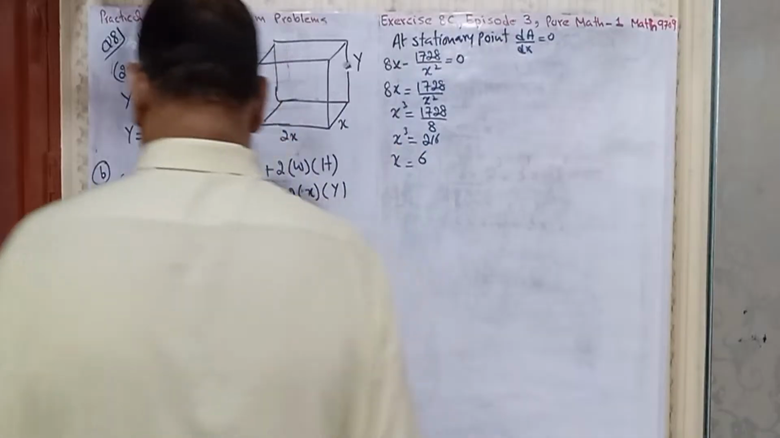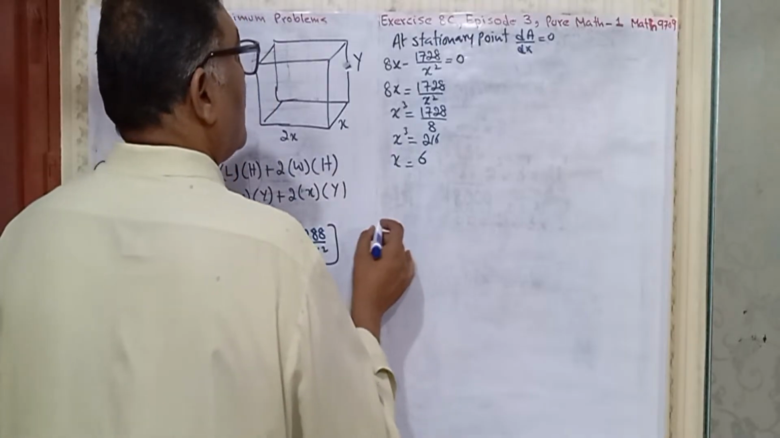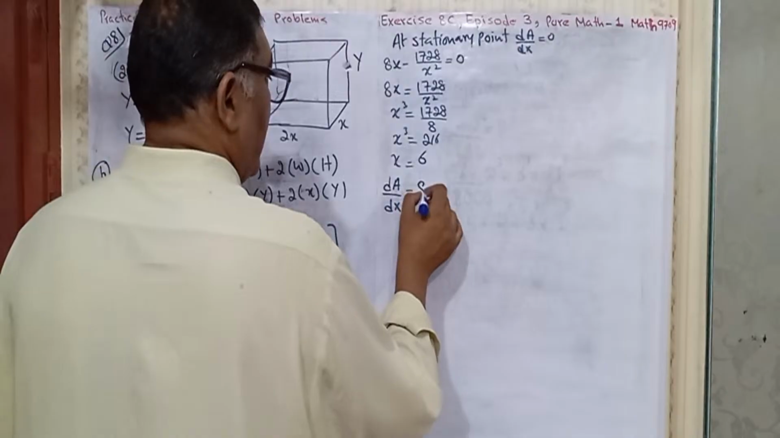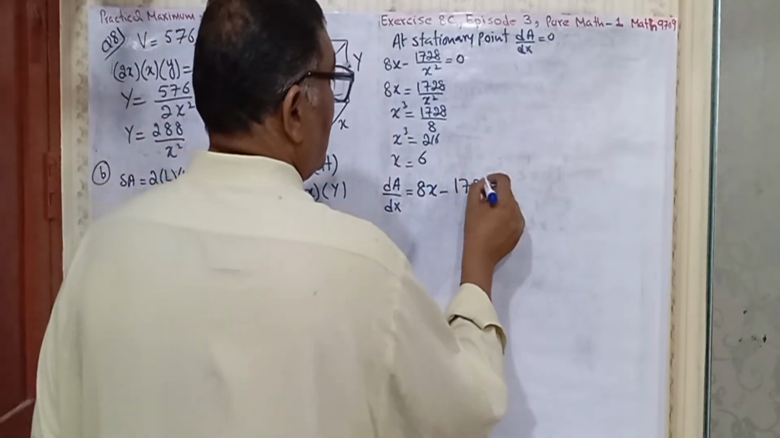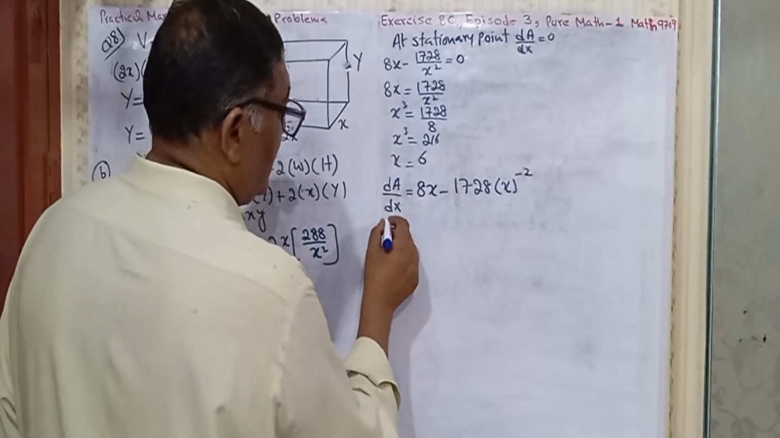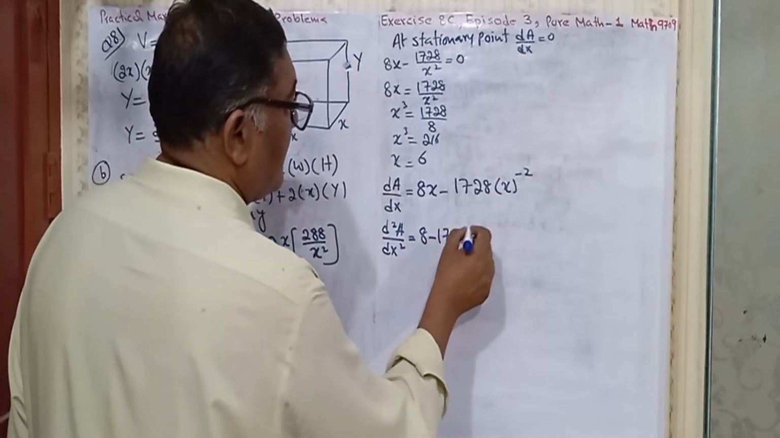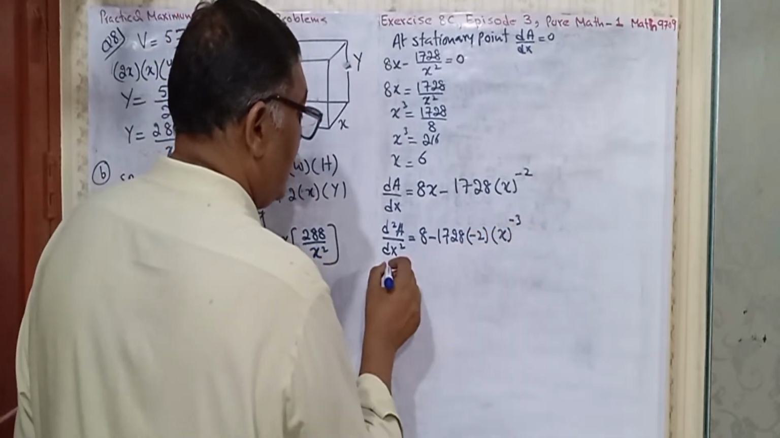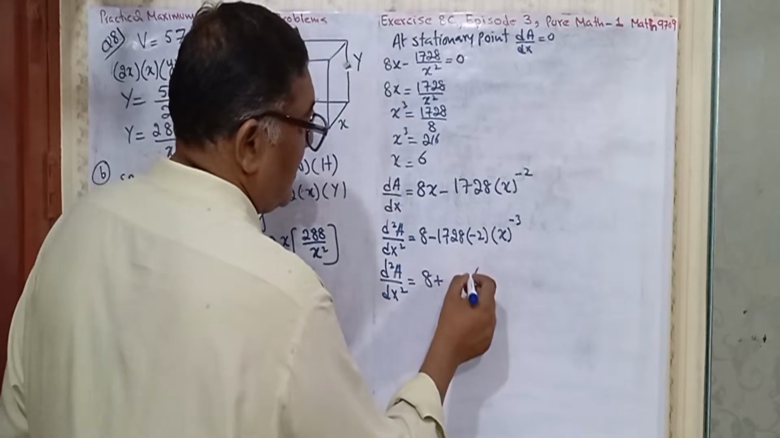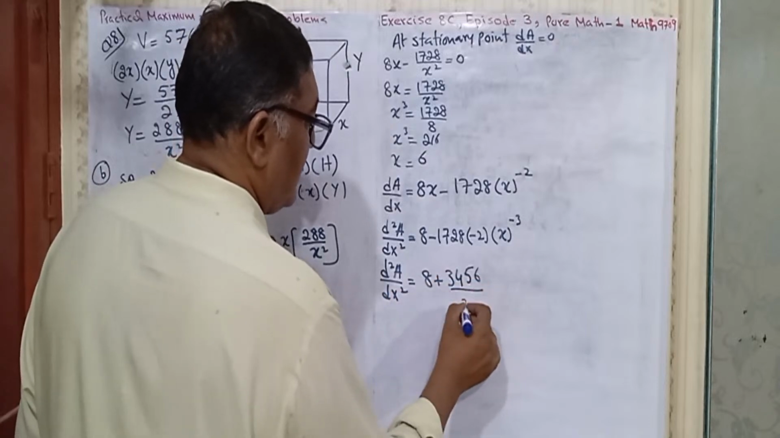Now I have to take the second derivative. So I know my dA by dx equals 8x minus 1728 x raised to power minus 2. I will find the second derivative to make sure that this is the maximum point. So d square A by dx square will be equal to 8 minus 1728 into minus 2 into x raised to power minus 3. So d square A by dx square will be equal to 8 plus 3456 divided by x cube.